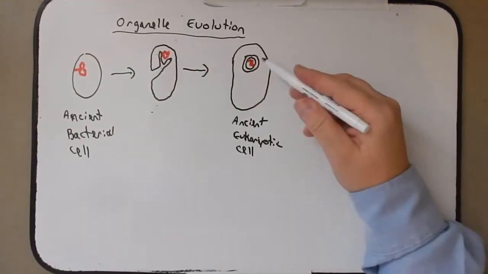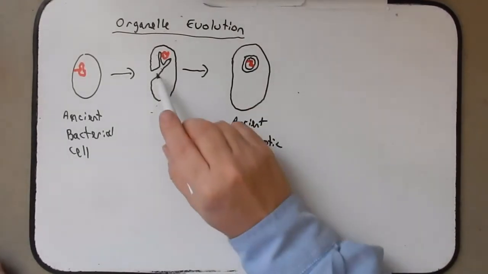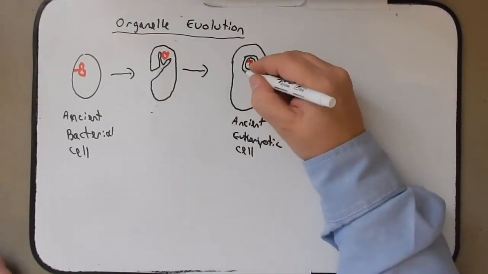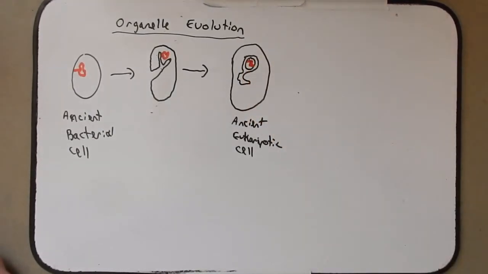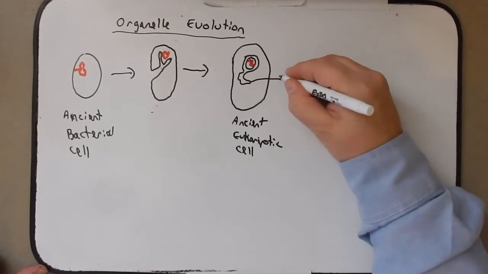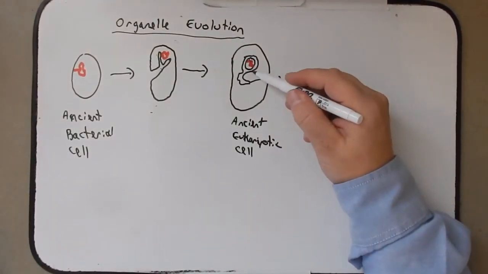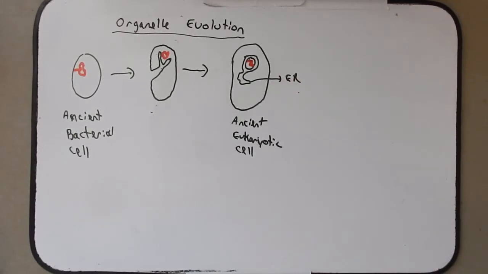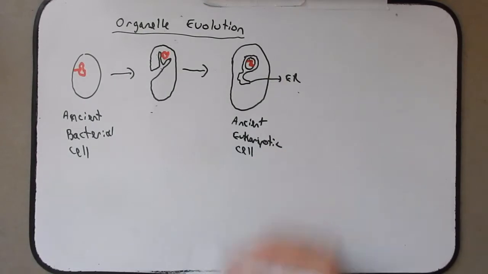Now at this point it's still very primitive, it just has a nucleus. We could also have imagined that depending on where this fusion happened, we might have still some of that membrane coming off here, like so. And this could have eventually developed into the ER, because we know that the ER is interconnected with this outer membrane of the nucleus. And we know these membranes share some common features with the nuclear membranes.